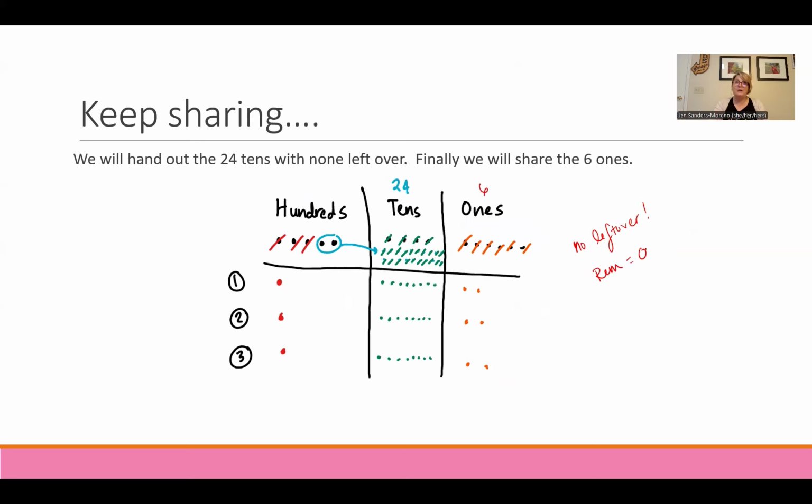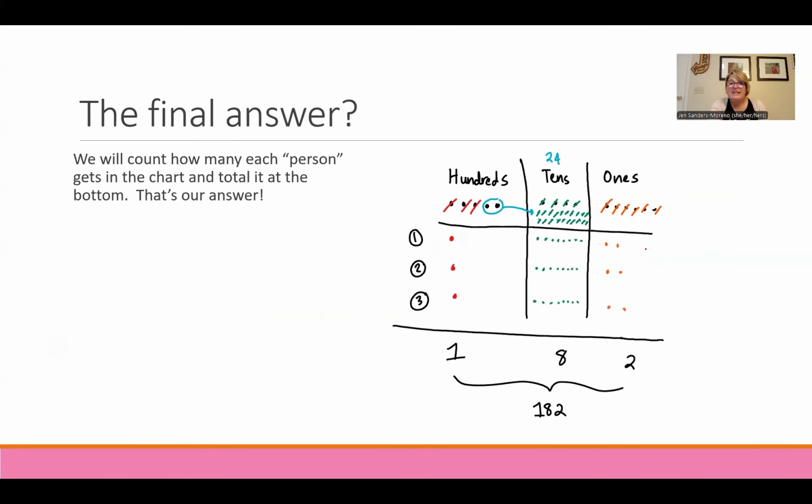Okay, now, where's our final answer? Our final answer is to count how many each person got in the chart. So each person got 1 in the first column, each person got 8 in the middle column, and each person got 2 in the last. So we have 182. All right. So this is the same idea as having those $100 bills, passing them out, trading the hundreds for tens, having 24 tens, passing them out, and then 6 ones and passing them out. It's just instead of having bills and instead of having to draw all of those bills, we're drawing dots instead.